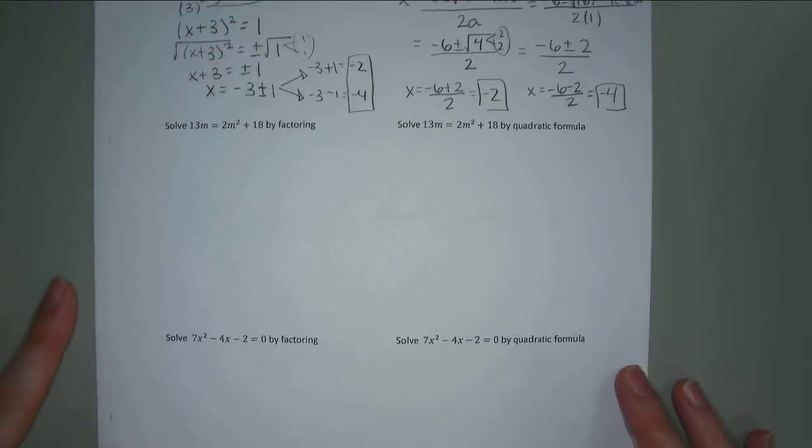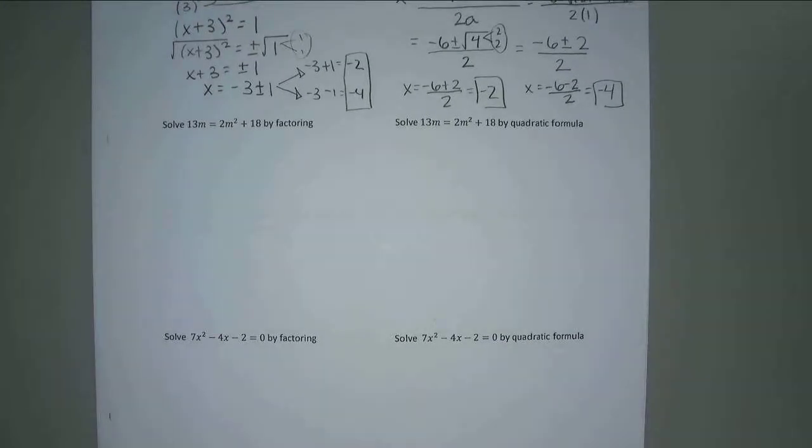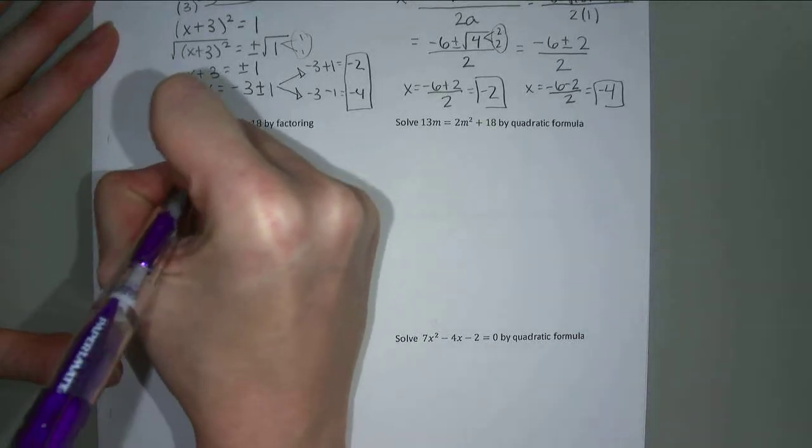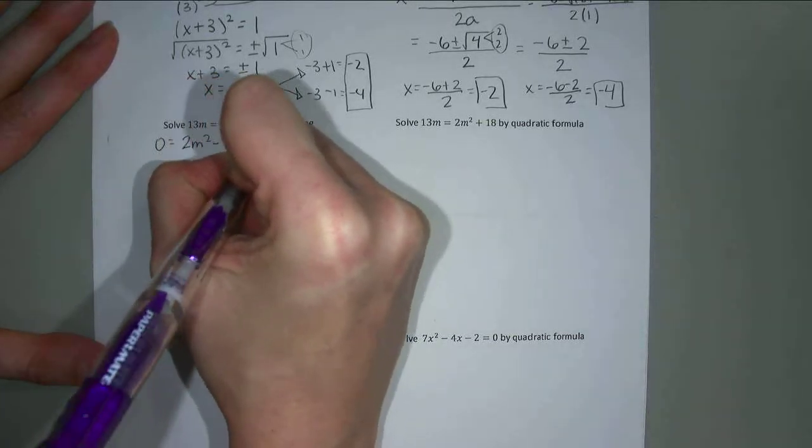The next one says, solve 13m equals 2m squared plus 18 by factoring. So this is going way back to chapter 3. In order to factor, what do we need to do with that quadratic equation? What's the first thing we need to do? We gotta get the 13 over there first, right? We gotta get everything to 0. So this is gonna be 0 equals 2m squared minus 13m plus 18.